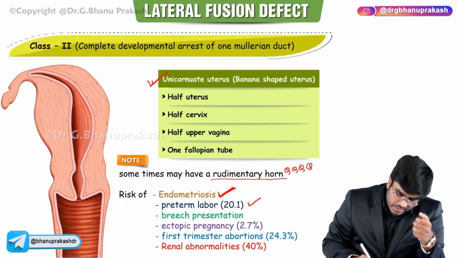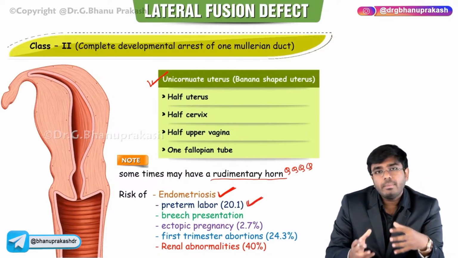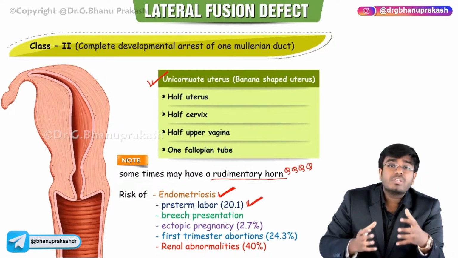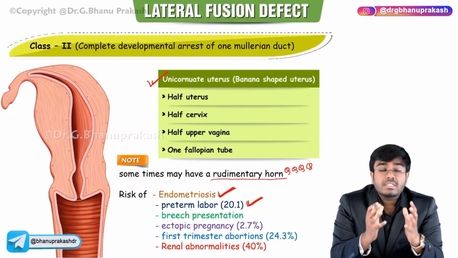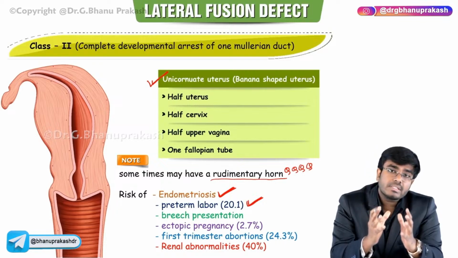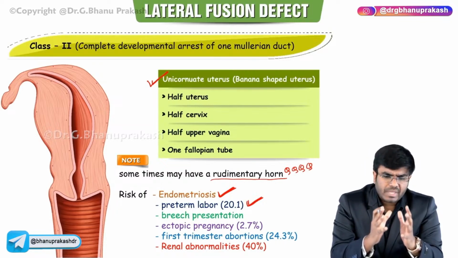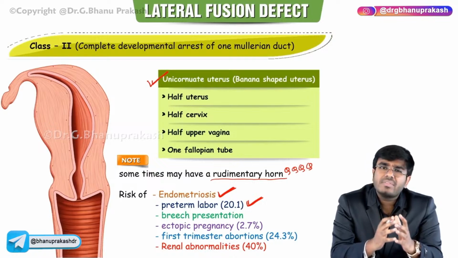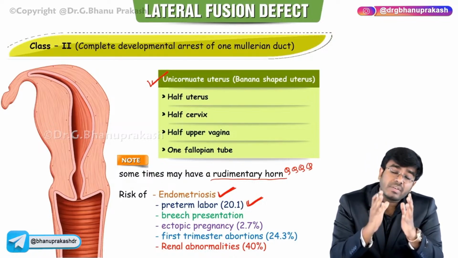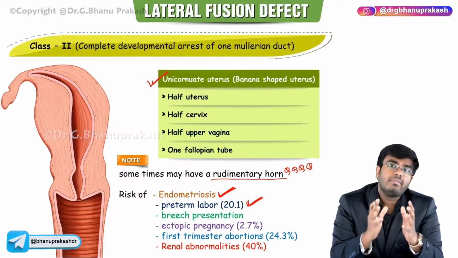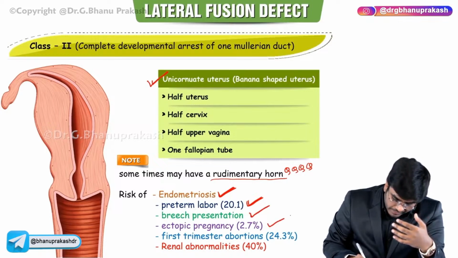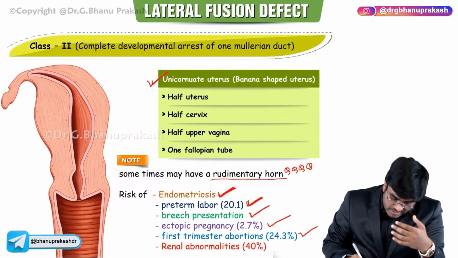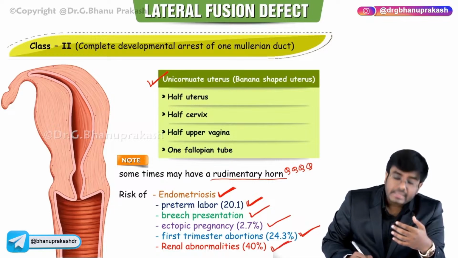Preterm labor: there is not enough space for the development of the baby, which can cause preterm labor. Most of the students will think, can she have a normal pregnancy? Yes, absolutely, she can have a normal pregnancy, there is no doubt. There are chances of preterm labor, there are chances of recurrent abortions, but still 50% of the time she can have a normal delivery. Because of not enough space, she can have breech presentation, ectopic pregnancy, and first trimester abortions can happen, and renal abnormalities can be seen.